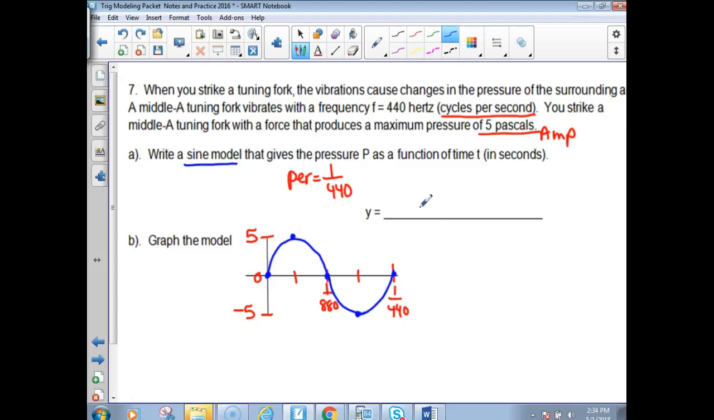All right, so this is sinusoidal. Our amp was 5, so it's going to be 5 sine. There's no K. We need to figure out the B value to get that period. So B would equal 2 pi divided by 1/440. We change it to 2 pi times 440, which would be 880 pi times x. Did I go too fast on that one? Okay. All right, that's it for that one. It's actually easier than some of the other ones.